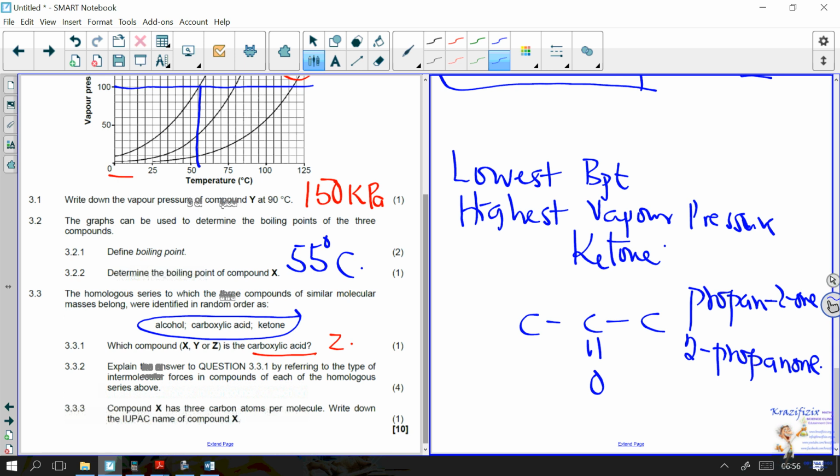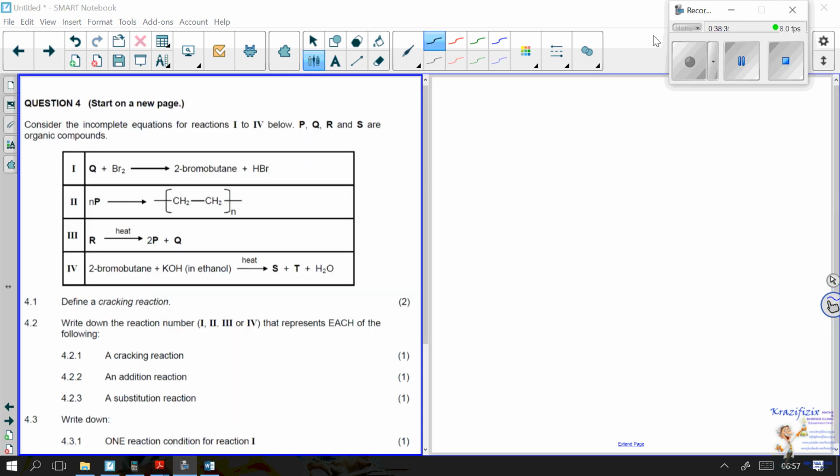You have your 10 marks there in question number 3, talking about physical properties. All right, question number 4. Consider the incomplete equations for reactions 1, 2, 3, 4 below. P, Q, R, and S are organic compounds. All right, we have all of this. Okay, define cracking reaction.